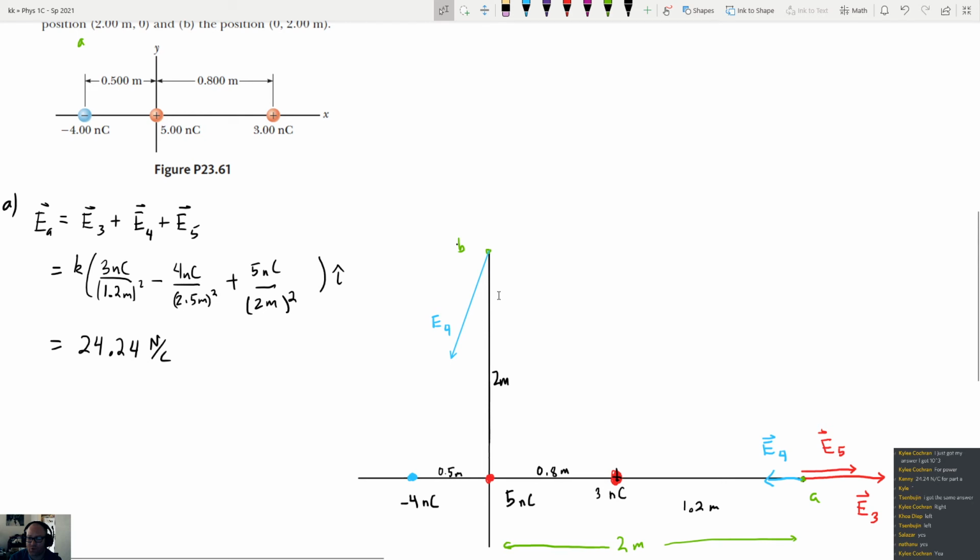Directly up. Directly up. That's right, thanks. Okay. This one is the largest charge, and it's the shortest distance, so this should probably be our biggest vector that we draw, at least here. So let's try to make that one relatively large. That is E5.